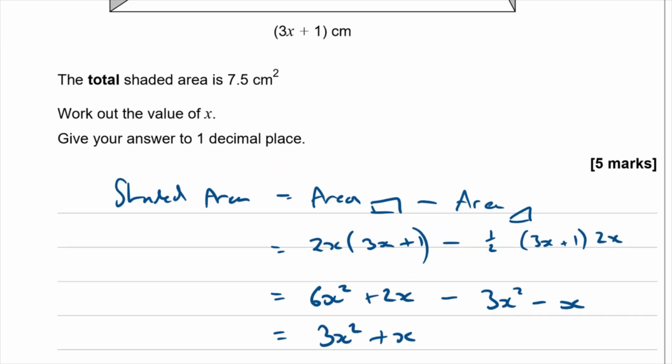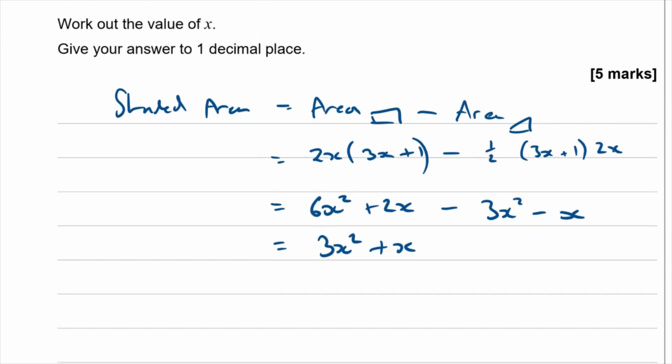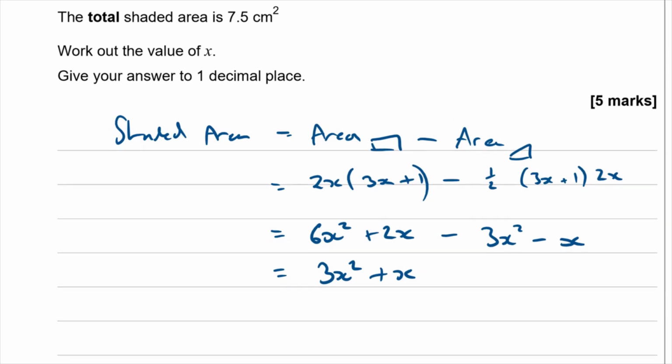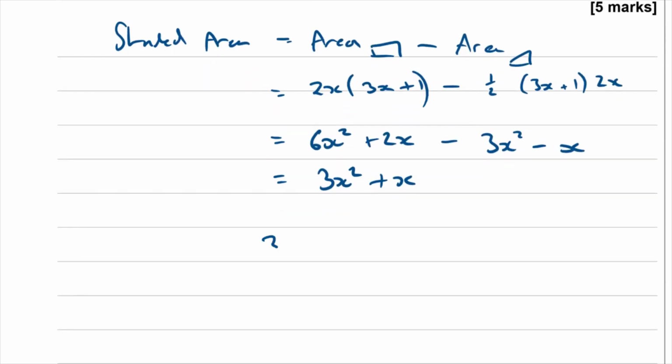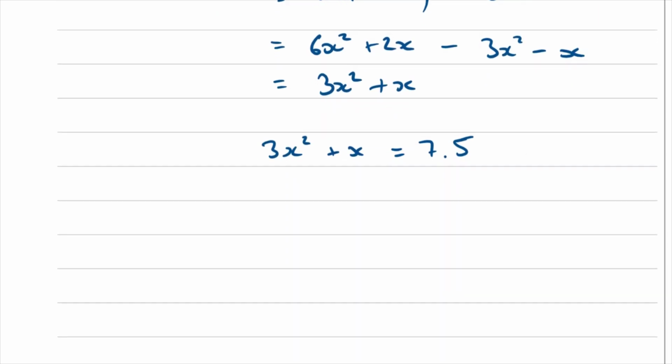Now we're told that the total shaded area is 7.5 centimeters. So 3x squared plus x equals 7.5 centimeters. Now we need to solve for x. So let's bring the 7.5 over to the left hand side. So I've got 3x squared plus x minus 7.5 is equal to 0.